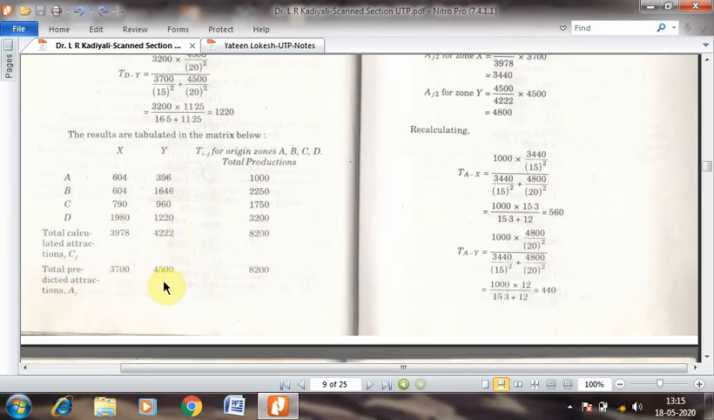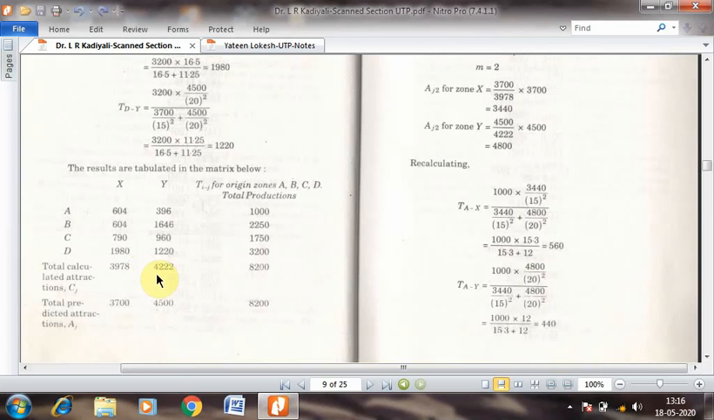But as in the problem, the attractions are 4500. Then the total number of trips here, if you sum up together, is 8200, and the predicted trip is again 8200. That is the summation of 3700 plus 4500, which is 8200. Sum of these plus sum of these is again 8200. But these two are not matching. Cij and Aj are not matching. That is what is expected to be matched by doing the trip distribution, and that is our intention here of solving this problem.